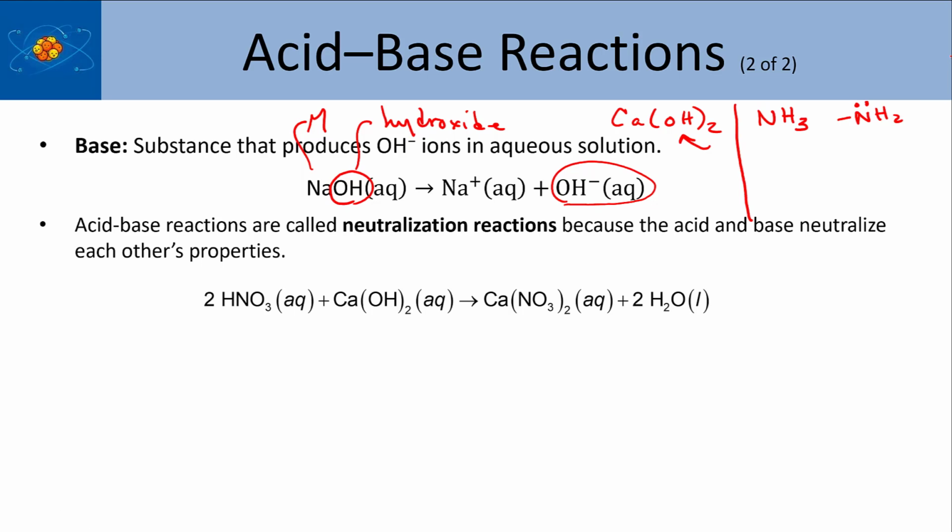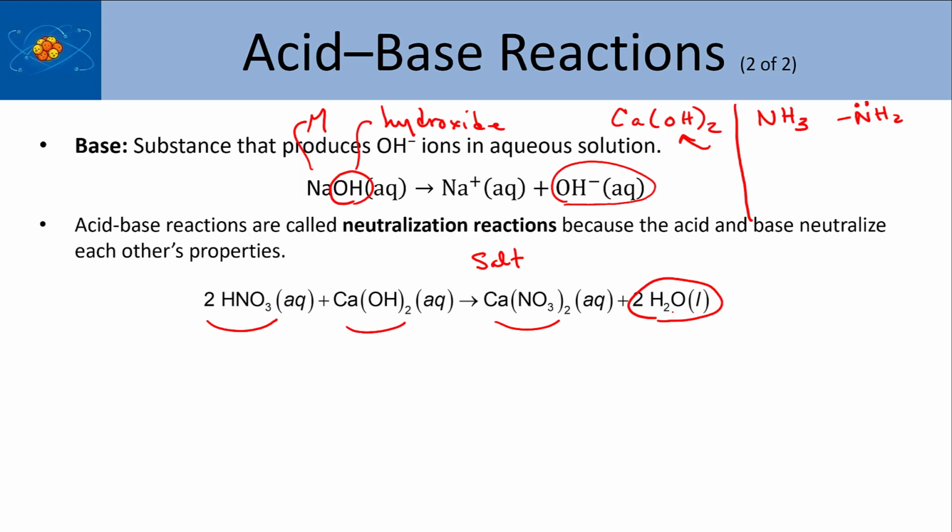So an acid-base reaction we call neutralization because the acid and base neutralize each other's properties. Here's an example of an acid-base reaction. There's nitric acid reacting with calcium hydroxide, and you end up with calcium nitrate. This is the salt of the reaction. And water. So water is always one of the products of the reaction.